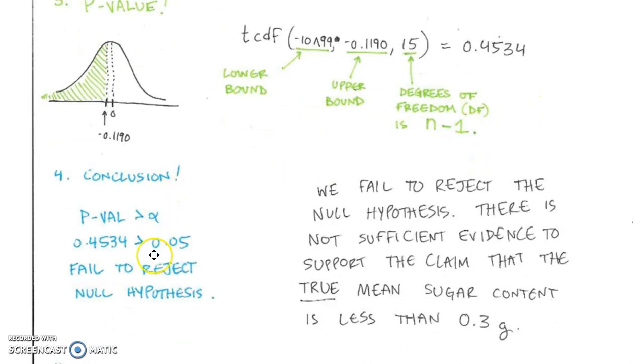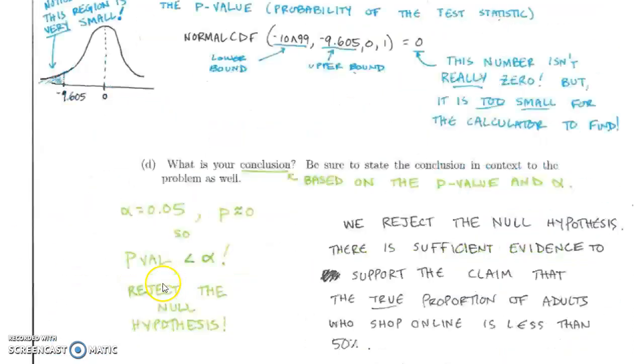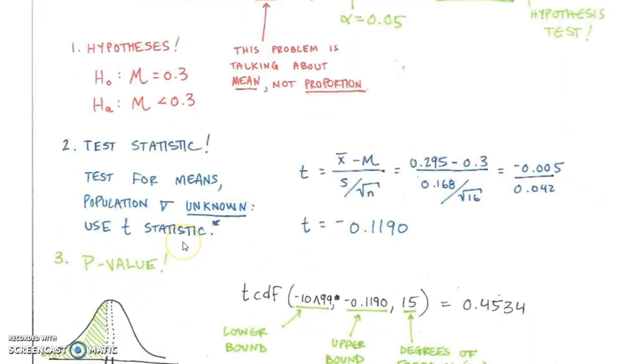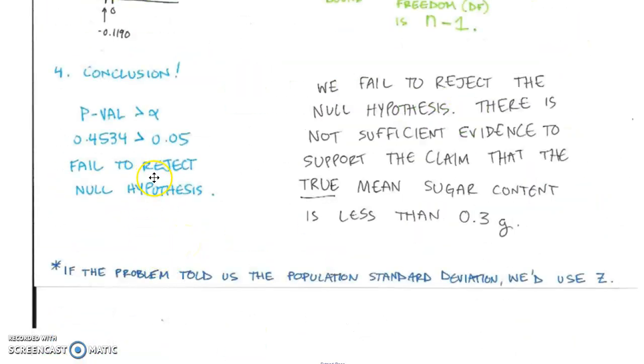In fact, when we compare 0.4534 to 0.05, the p-value is bigger than alpha. When the p-value is bigger than alpha, we fail to reject the null hypothesis. Remember in the previous problem, when the p-value was less than alpha, we reject. When the p-value is greater than alpha, we fail to reject.